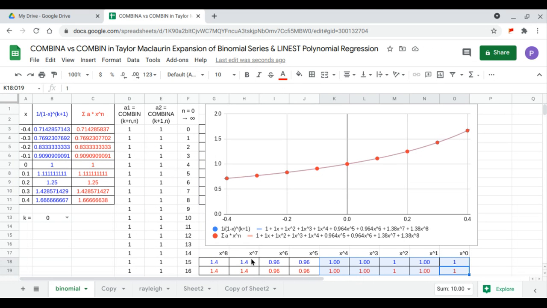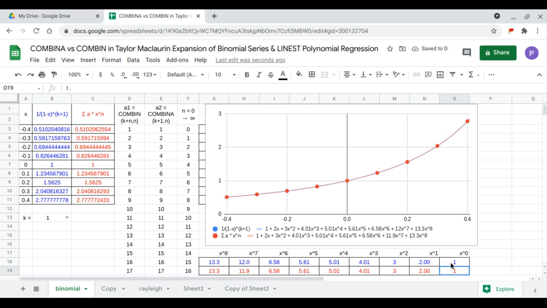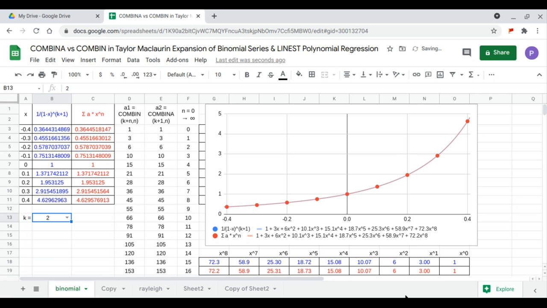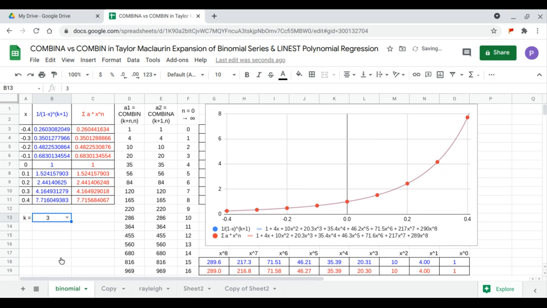From here, the polynomial regression coefficient at k equals 1. Also, the polynomial regression coefficients are the same, except at higher level there's an error already. K equals 2. Okay, still get the same polynomial regression coefficient. K equals 3. Our polynomial regression coefficients are the same. The trend line and the polynomials are the same. This completes the use of COMBIN in the Taylor-Maclaurin's expansion of the binomial series and the LINEST polynomial regression.